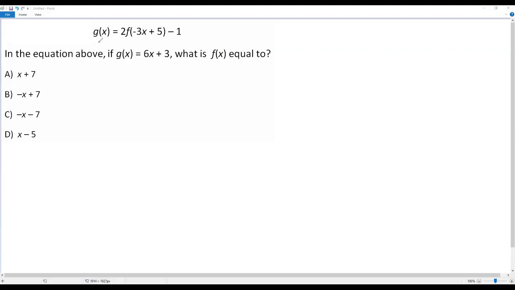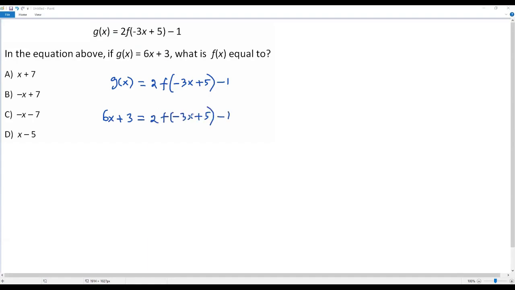Okay, in the equation given, we know what g of x is equal to, that is 6x plus 3. Let me write the given equation as it is: g of x equals 2 times f of (negative 3x plus 5), minus 1. Since g of x is 6x plus 3, we can plug in 6x plus 3 for g of x. Then I'm getting 6x plus 3 equals 2 times f of (negative 3x plus 5), minus 1.